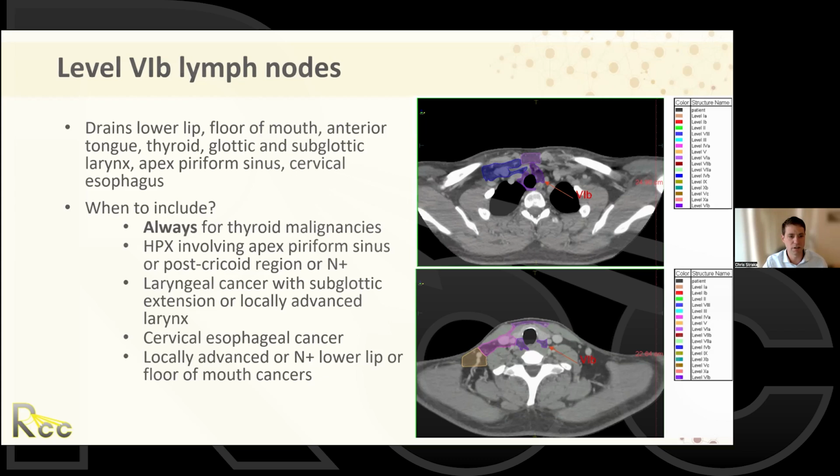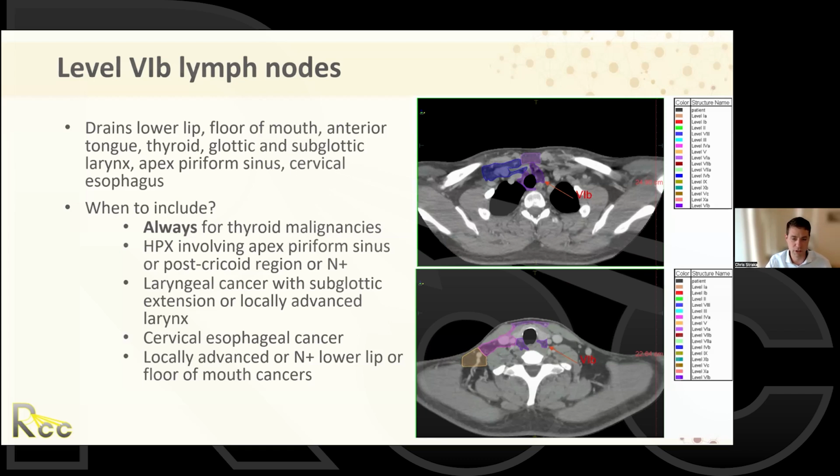If there's hypopharynx involvement of the apex of the piriform sinus or the post-cricoid region, which is uncommon, or if you have node-positive hypopharynx cancer, all these would be indications to include this level 6B. And then laryngeal cancer with subglottic extension, or if you have locally advanced laryngeal cancer.